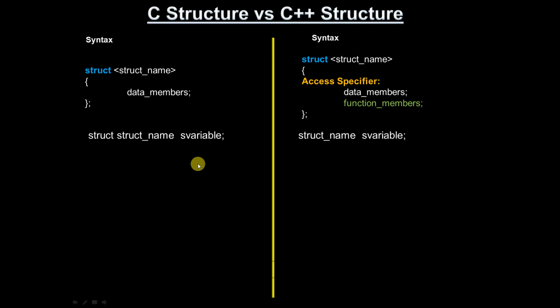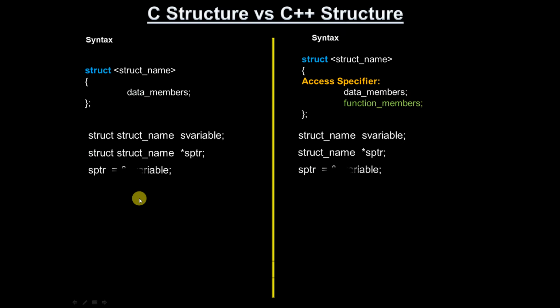In the same way, if I want to create a pointer to a C structure or a pointer to a C++ structure, how will we create it? That is struct, struct name, star, sptr. That is a pointer to a structure. Here also the struct keyword is optional for C++, but in C the struct keyword is a must.